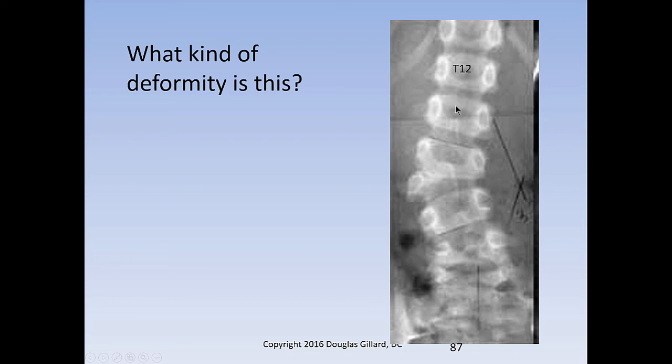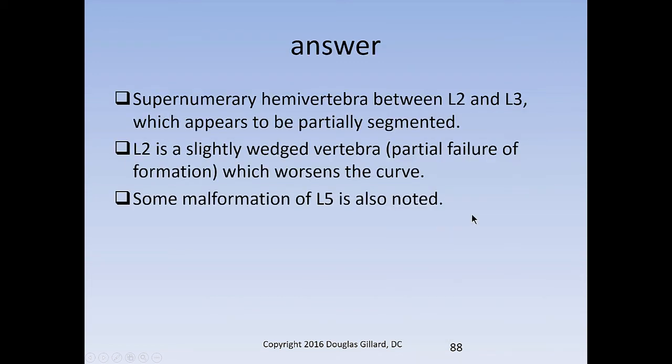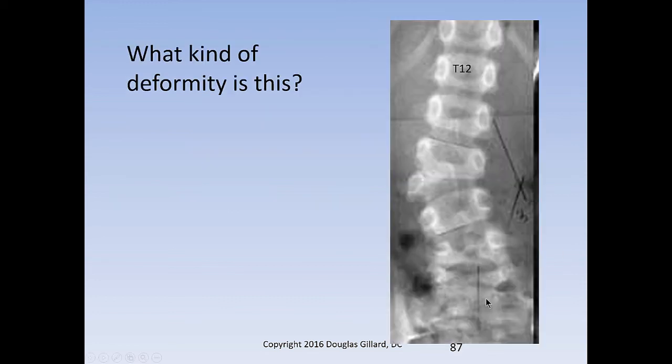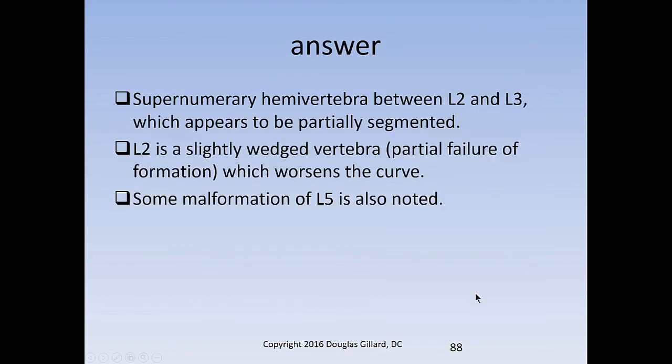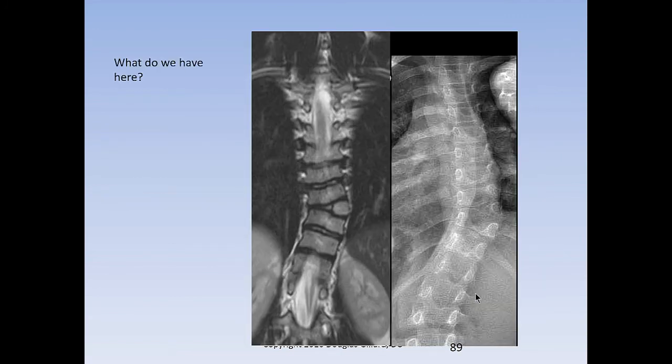So that's 12. 1, 2, 3, 4, 5. So that's a supernumerary for sure there. All right, got that supernumerary between L2 and L3. Notice how I write that out. L2 is wedged as well. Partial failure of formation. Some funkiness down here at L5-S2. Without a CT, we can't see any better than that.